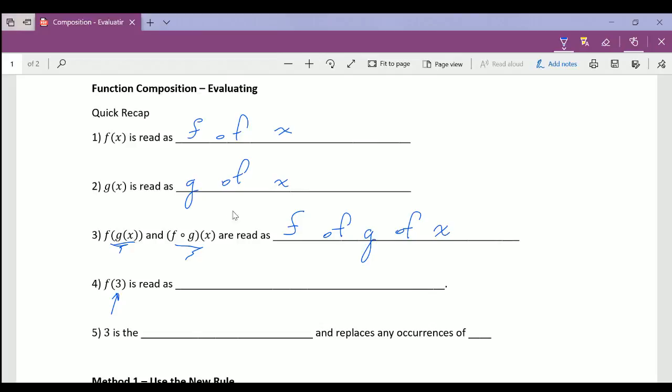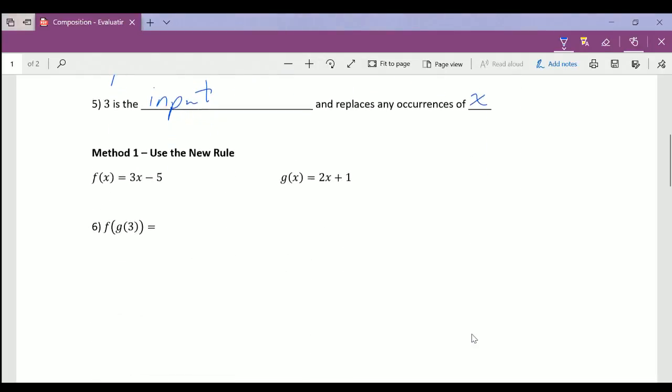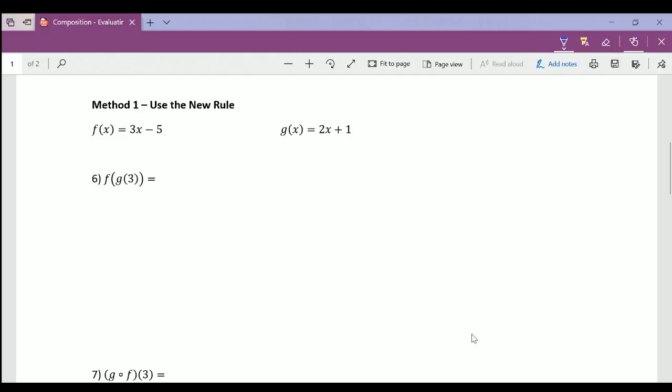So this one's going to be f of 3. In this instance, 3 is going to be the input to our function, and it replaces any and all occurrences of x. So here we go. Method 1, use the new rule. For this one, we're actually going to start by finding f of g of x.